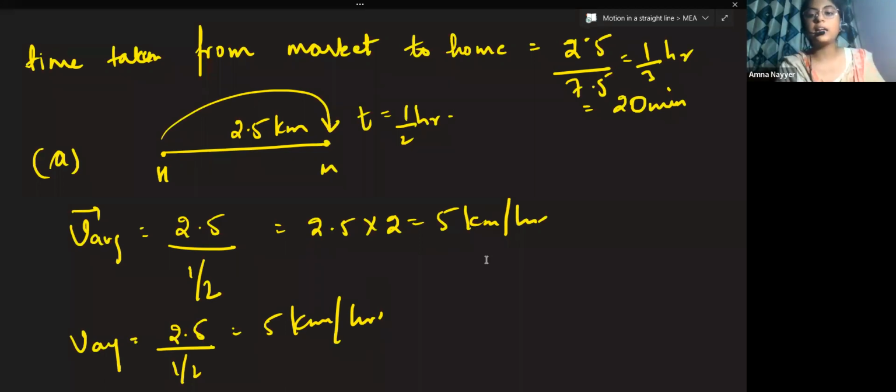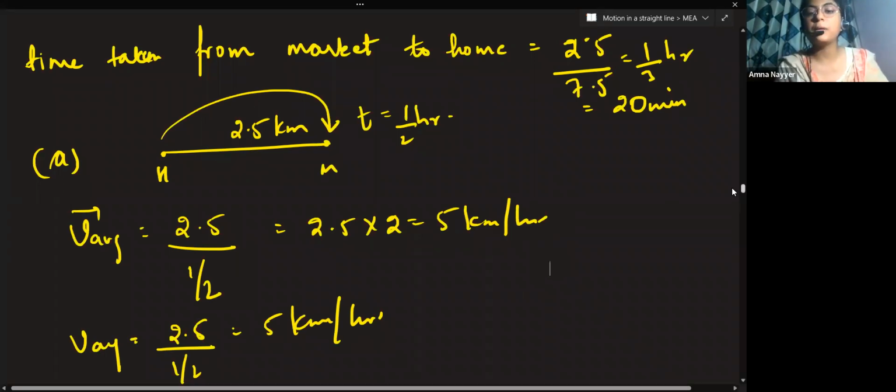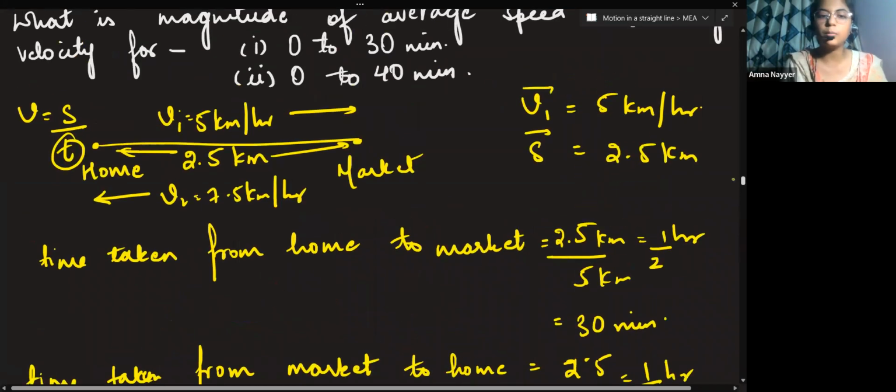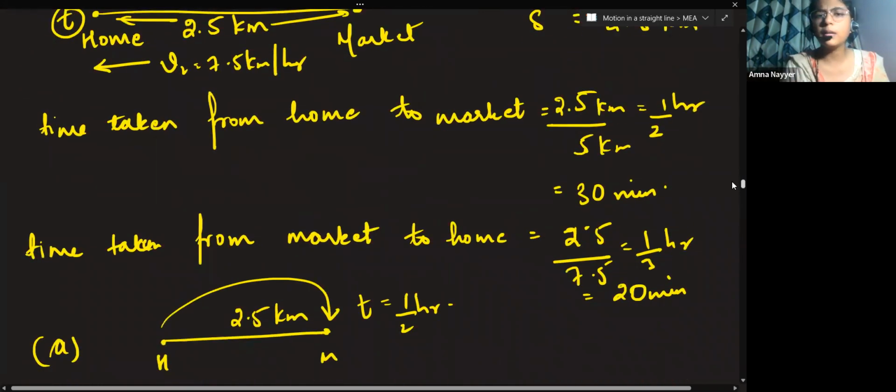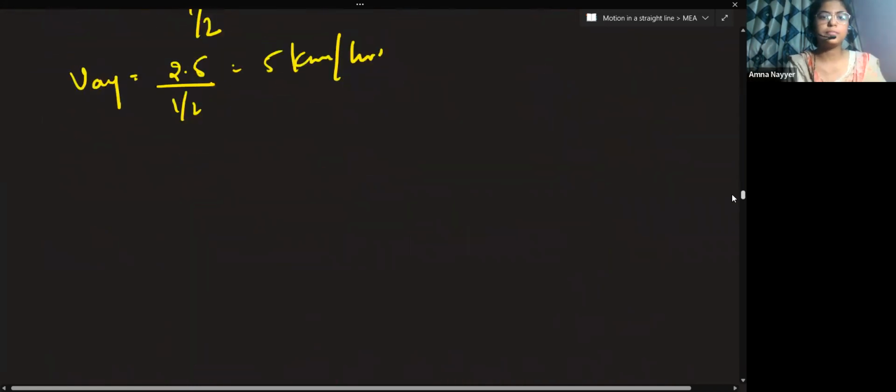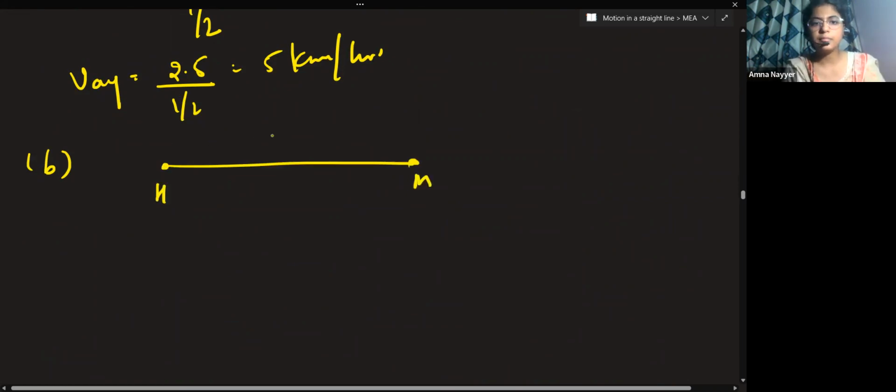The second part is what? In the second part, we calculated the time period when the speed increased to 7.5 kilometers per hour. The distance remained the same, so our time came to 1/3 of an hour. 1/3 of an hour means 20 minutes. So now see, for the second part, or if any such duration is given. This was home. This is the market. Initially it took 30 minutes to go and it took 20 minutes to return.